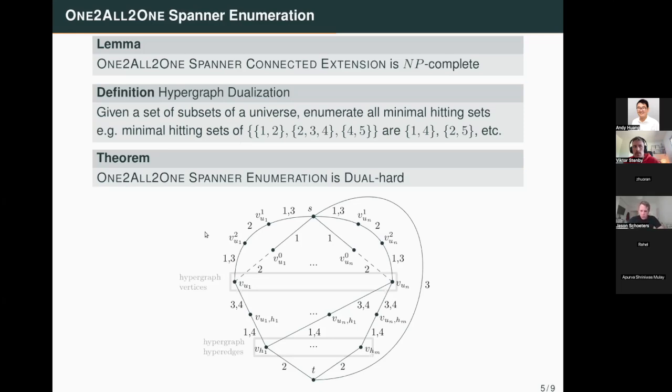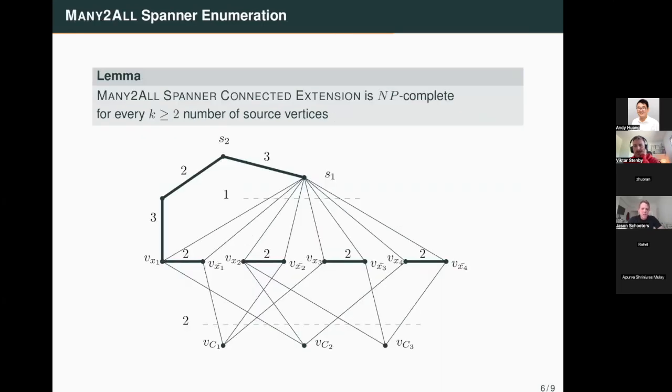So yeah, that proves that this problem is dual hard. So it's in the gray area. We don't know exactly what that means yet. Nobody has solved it. And then we move on to many-to-all, to the many-to-all connectivity.